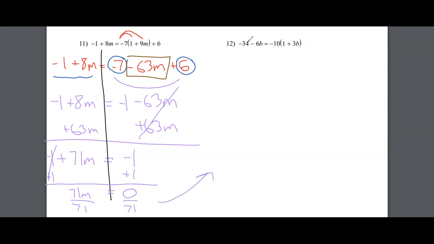And my answer is going to come up here. So this simplifies, and I get m is equal to 0 divided by 71, which is just equal to 0. So m is equal to 0 here.